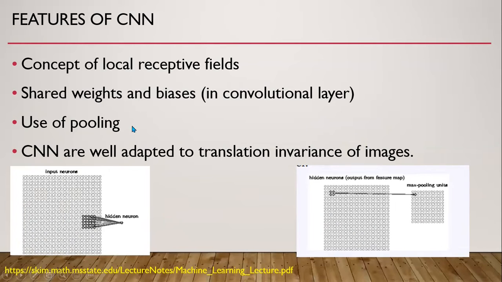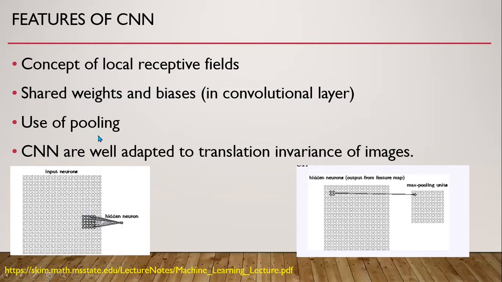So what are the features of a convolutional neural network? There is a concept of local receptive field. By this I mean that the adjacent pixels which are spatially related are fed to a single neuron with weights, and these weights are shared. So there are shared weights and biases in the convolutional layer. So this is the neuron in the convolutional layer.